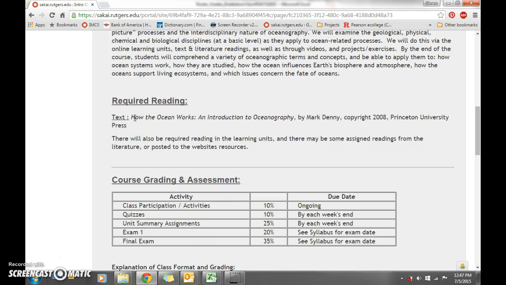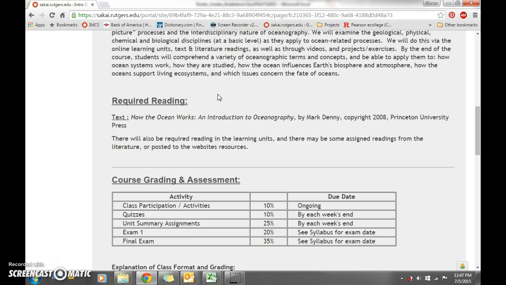Here's the required reading, How the Ocean Works, An Introduction to Oceanography by Mark Denny. This is a great book. It puts things on a level that almost everyone can understand, and gives great explanations, examples, and then even has some more in-depth stuff if you choose to.